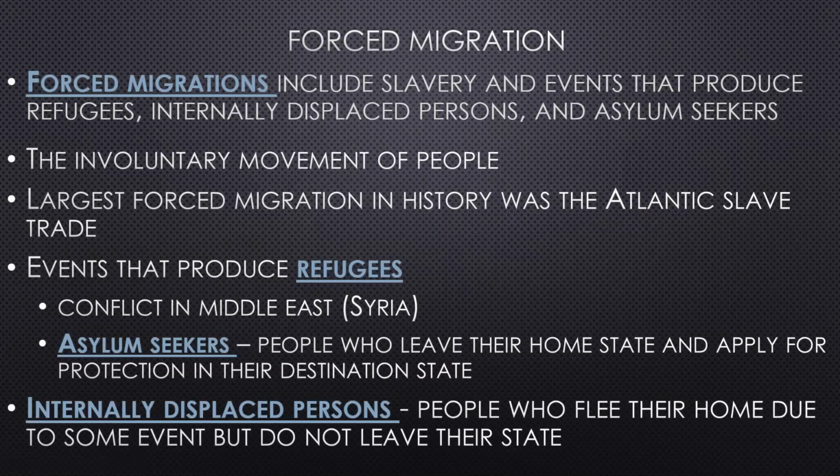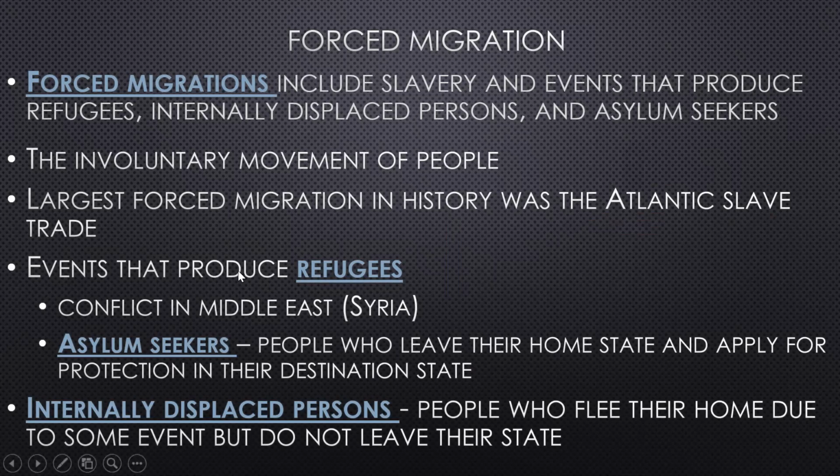Cool. So we'll begin with forced migration. Forced migrations include slavery and events that produce refugees, internally displaced persons, or IDPs, and asylum seekers. Obvious, but it's the involuntary movement of people. An example of forced migration is the Atlantic slave trade in the 1600s, as Africans were literally taken from their homes, tossed into crowded ships, and made it to the Americas where they would be slaves.